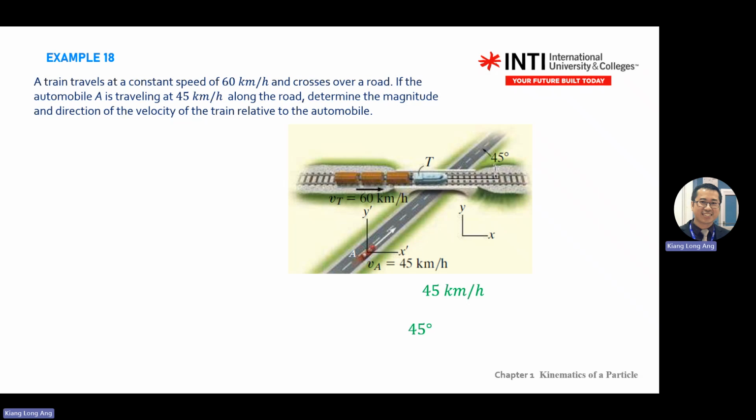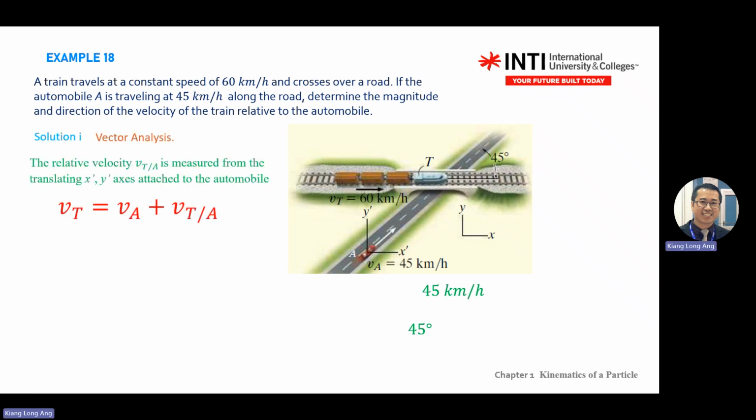So basically, when you see the question with something relative, it falls straight away under this category. This equation will come out. You just replace A and B with whichever objects they are. You say train relative to A means B relative to A. You change the A and B accordingly. Vector analysis I already explained, right? Train relative to A, so VT minus VA.